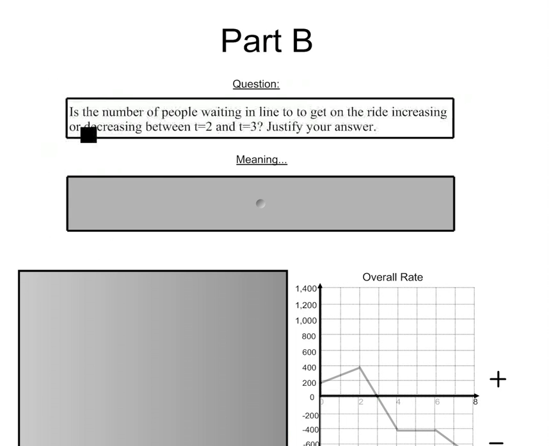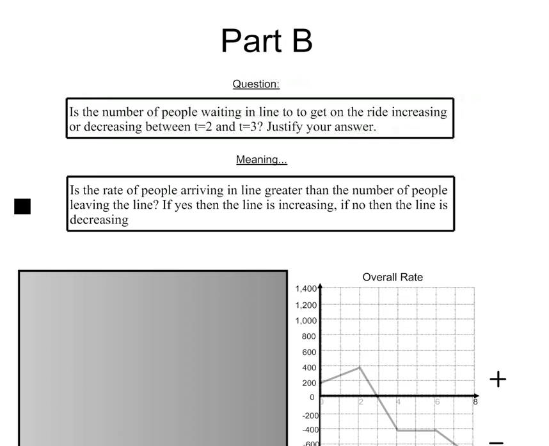Part B. Is the number of people waiting in line to get on the ride increasing or decreasing between t equals 2 and t equals 3? Justify your answer. That means, is the rate of people arriving in line greater than the rate of people leaving the line? If yes, then the line is increasing. If no, then the line is decreasing.